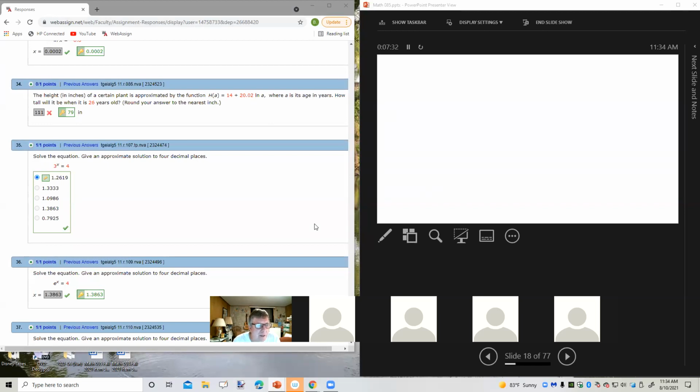Okay, the height in inches of a certain plant is approximated by the function h of a equals 14 plus 20.02 natural log of a, where a is its age in years. How tall will it be when it is 26 years old? So basically, h of 26 is 14 plus 20.02, oops, did that wrong. Sorry about that.